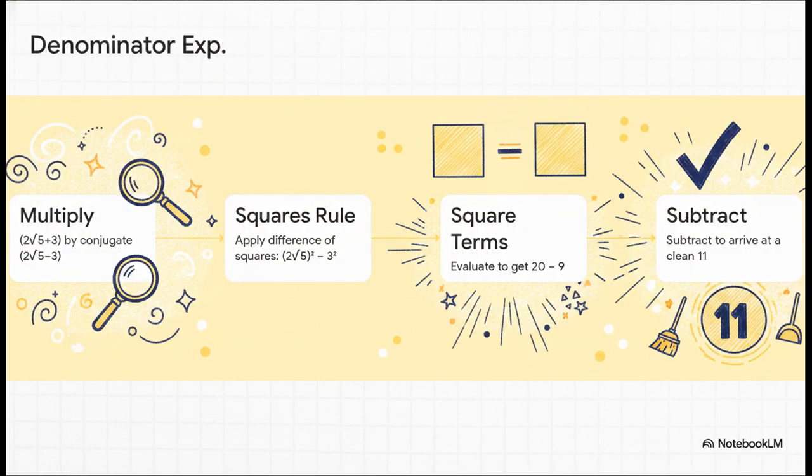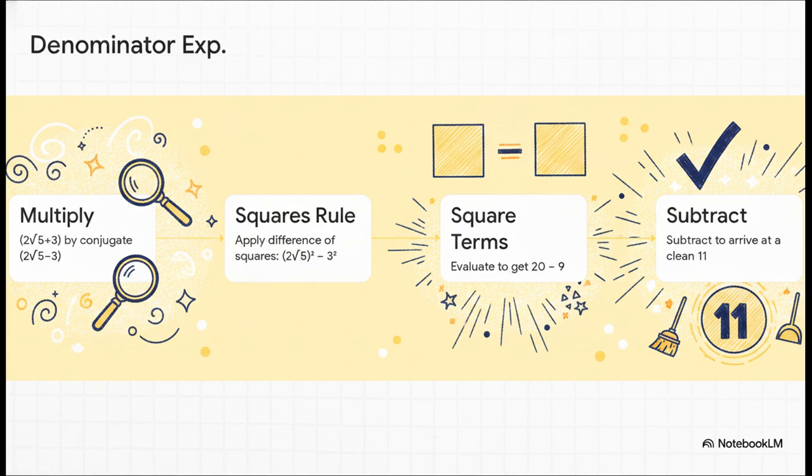Now for the magic trick, the denominator. Step 1, we multiply 2√5 + 3 by the conjugate, 2√5 − 3. Because we perfectly flipped that sign, this creates what we call a difference of two squares. It beautifully collapses. Step 2, we just square the first term, which is (2√5)², giving us 20. Then we square the second term, 3², giving us 9. Put a minus between them, so step 3 is 20 − 9.